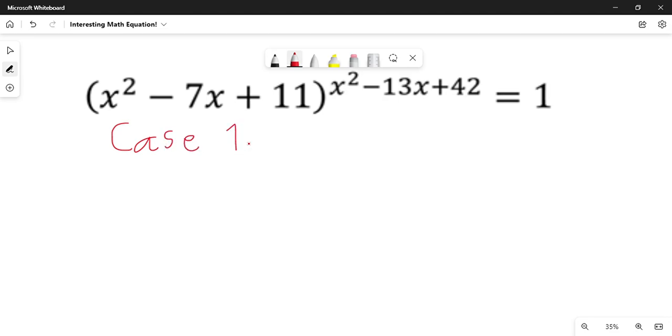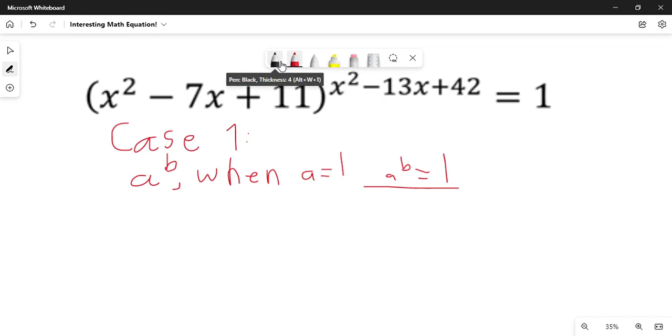Case 1 is the case where a to the b, when a equals 1, is always equal to 1. So we can use that in this case. A in this case is x squared minus 7x plus 11. So we just need that to equal 1, and we can solve that right now.